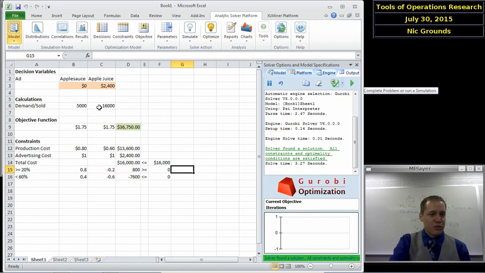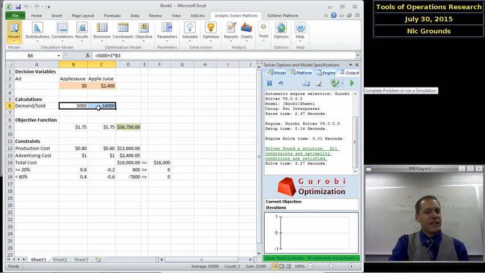Yeah. So you were just looking at these numbers up here and saying that, well, we're making less applesauce. We're probably making close to 20% of total. Okay. Fair enough. That's a fair way to answer this. There's not a right or wrong way.